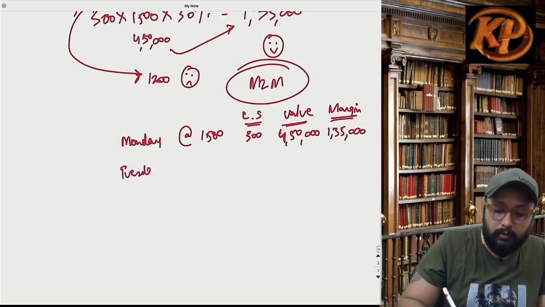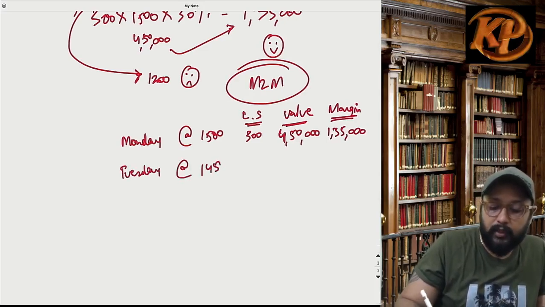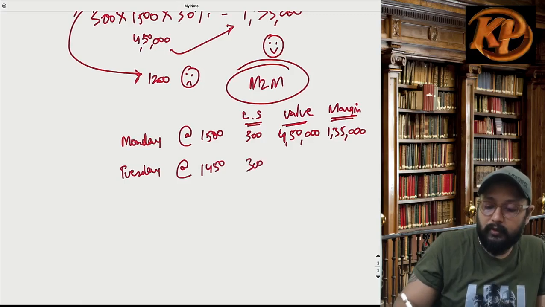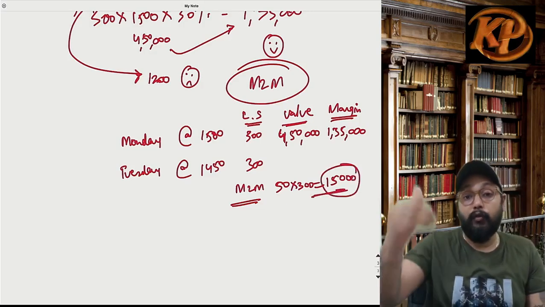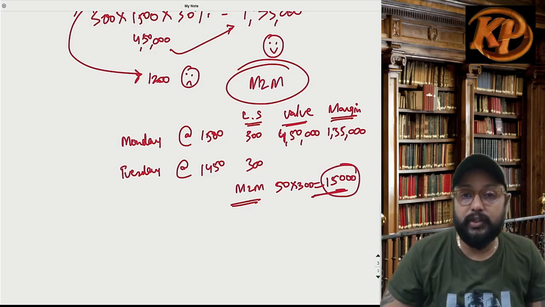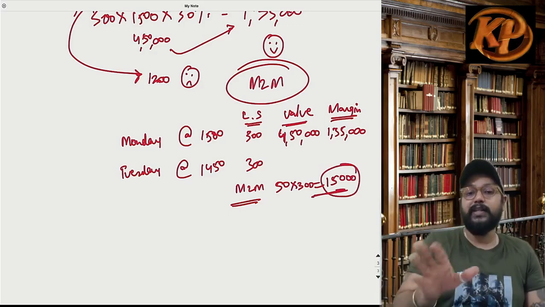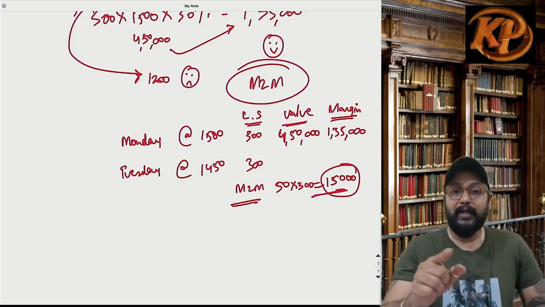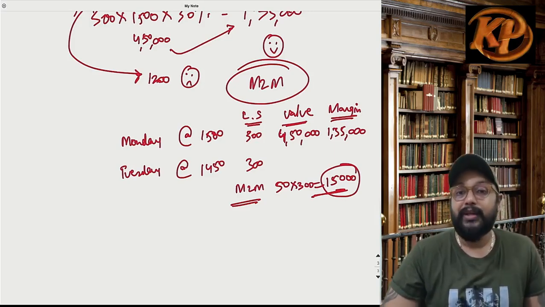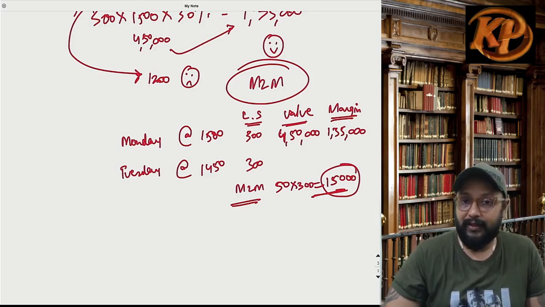Tuesday, it's trading at 1450. How much is the lot size? 300. How much is the change in value? That is what we call M2M, mark to market. 50 rupees lost on 300 shares. There is a 15,000 fall for you because you are holding how many shares, sir? 300. How much was the initial margin required? 1,35,000. How much has the share dropped from that level? From that level, the share has dropped down to 1450. How much are you losing on every share? 50. How much are you losing on 300 shares? 15,000.